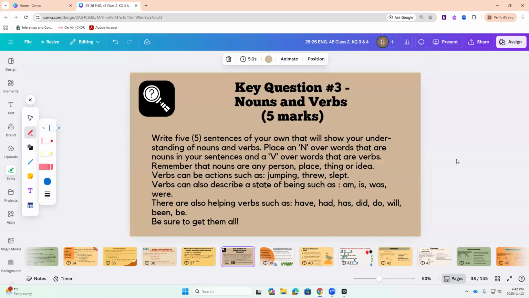Okay, so here's the actual question. Write 5 sentences of your own that will show your understanding of nouns and verbs. Place an N over words that are nouns in your sentence and a V over words that are verbs. Remember that the nouns are any person, place, thing, or idea. Verbs can be actions, such as jumping, threw, or slept. They can describe a state of being, such as am, is, was, or were. They can be helping verbs, like have, had, has, did, do, or will. Be sure to get all of them.